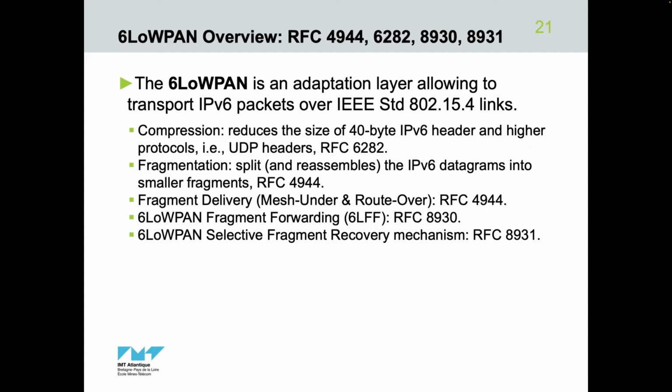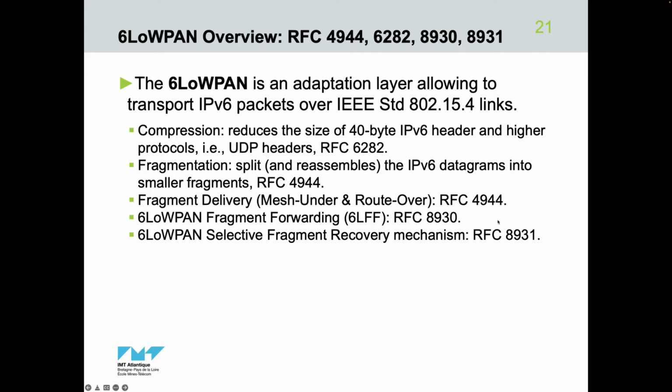Actually, RFC 4944 defines two modes that are called mesh under and route over. Now, with mesh under, the operation of fragment forwarding takes place at the 6LoWPAN adaptation layer based on the layer 2 MAC addresses. While in the route over mode, the operation takes place at layer 3 based on the IP.